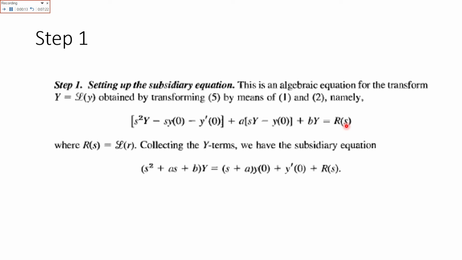Now we will try to separate the Y from all the other terms and collect the Y terms. So the terms with Y are s square plus a s plus b, and the other terms are s plus a times y of 0, plus y dash of 0, plus R of s.